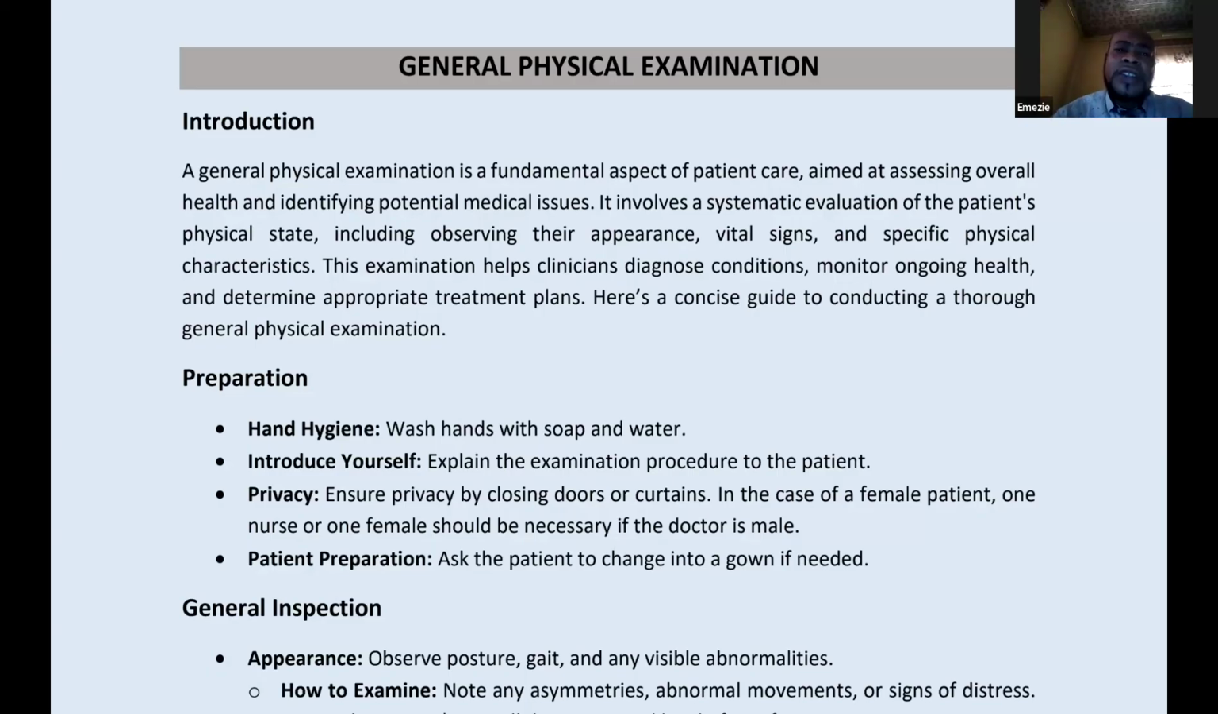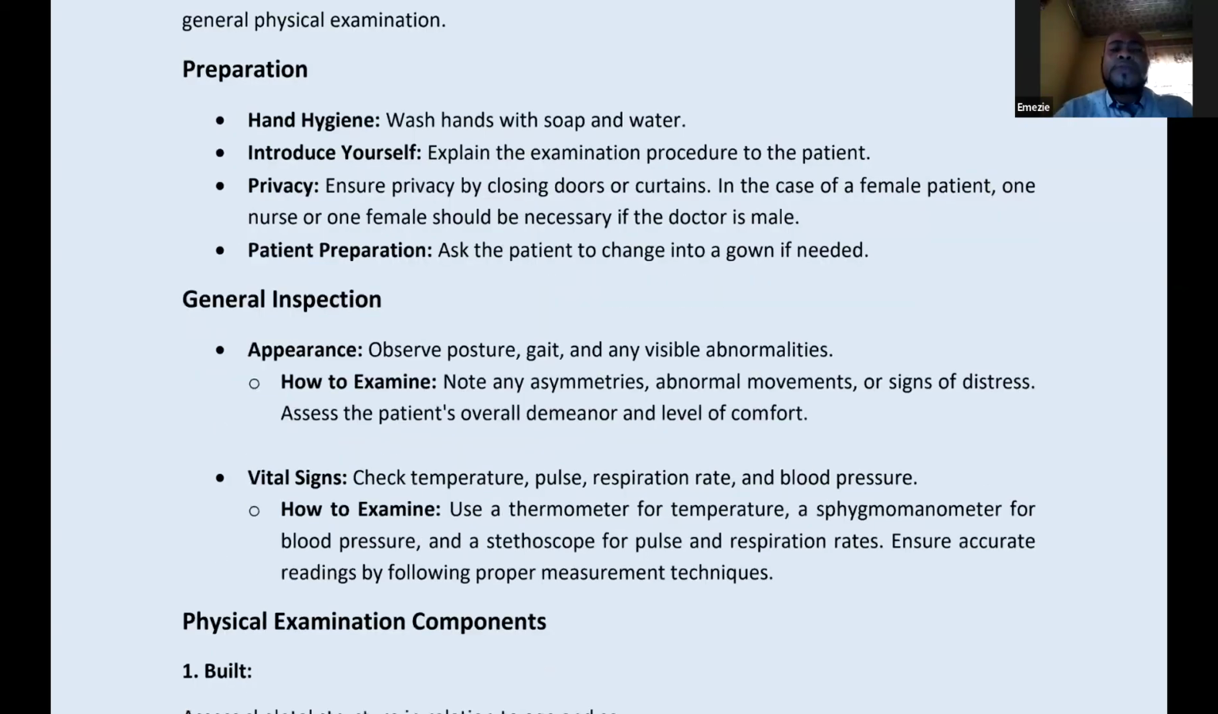So how do we start this general physical examination? There are some precautions that we must take before we start general physical examination. The first thing is that you must wash your hand. Hygiene is important. You must wash your hand very well. So when you wash your hand, you walk up to the patient. You introduce yourself. Tell the patient who you are.